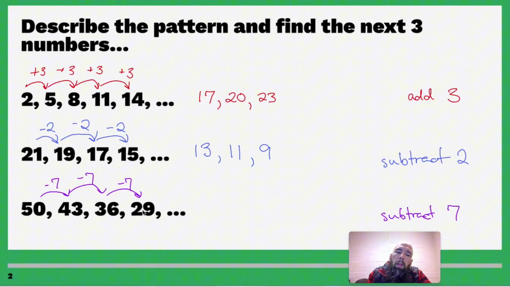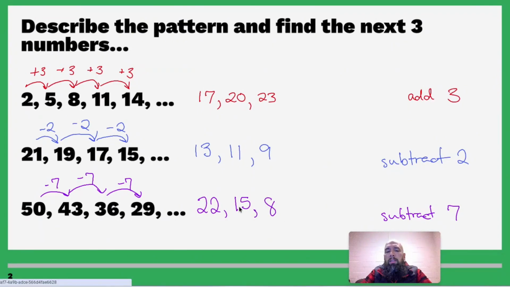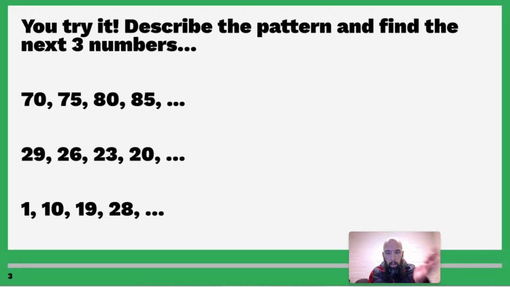All right, now 29 minus 7 is 22, the Taylor Swift special. 22 minus 7 is 15. And 15 minus 7 is 8. So if the numbers are going up, see if you add the same number every time. If the numbers are going down, see if you subtract the same number every time and see what happens. So you try these 3 on your own. Pause the screen, get your scrap paper, try these out, and when you're ready, unpause, and we'll go over our answers together.